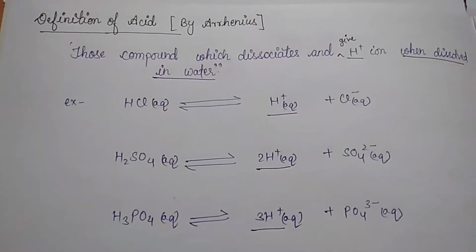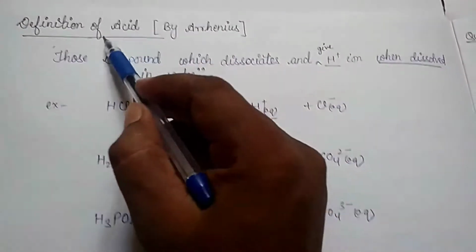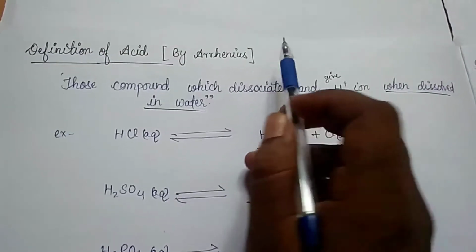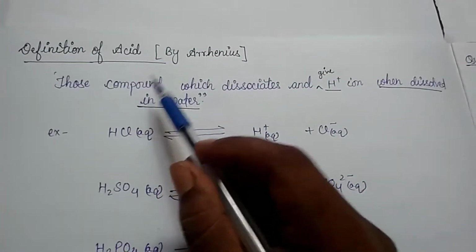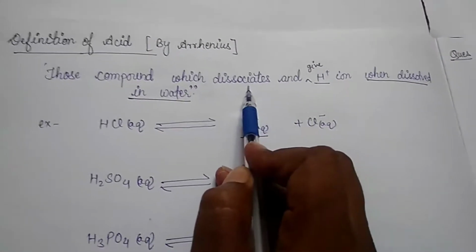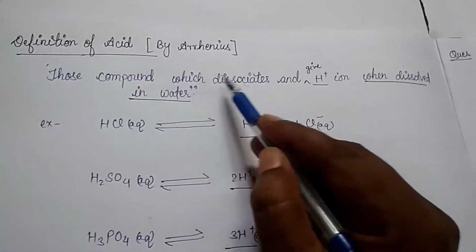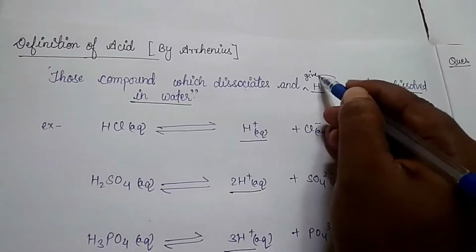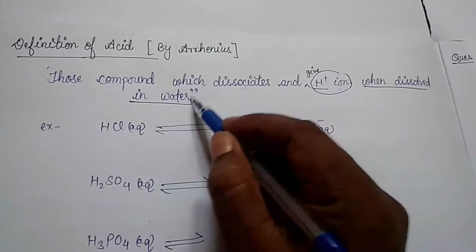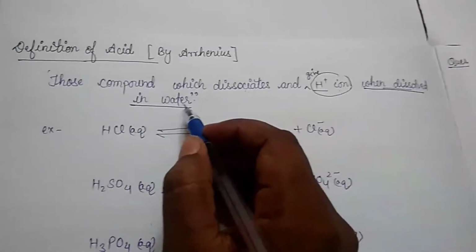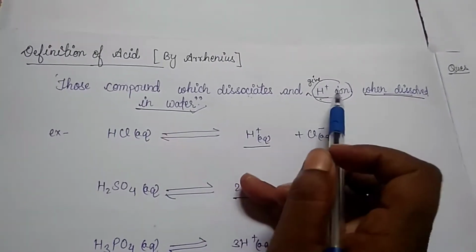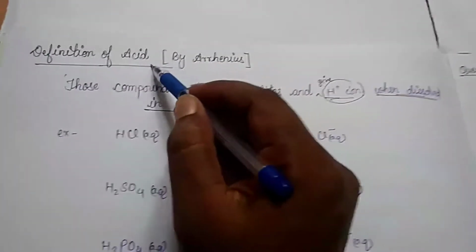Okay, children, now we are going to study the definition of acid by Arrhenius. See, children, according to Arrhenius theory, how can we say which compound is an acid? Those compounds which dissociate, means break into their ions, and give hydrogen ion when dissolved in water. See, children, "when dissolved in water" is very important, and hydrogen ion. So those compounds which dissociate and give hydrogen ion when dissolved in water are called acids.